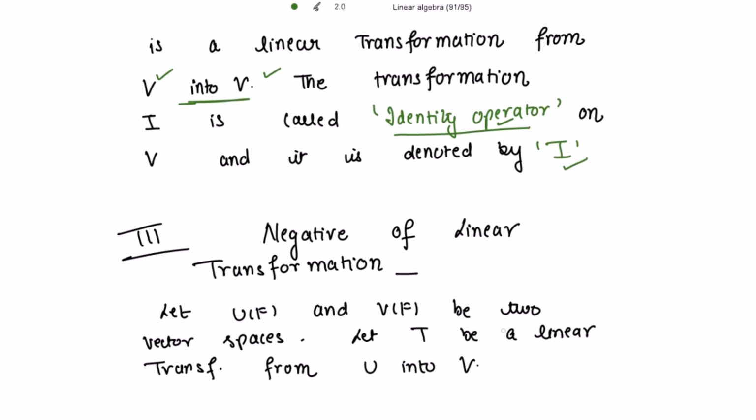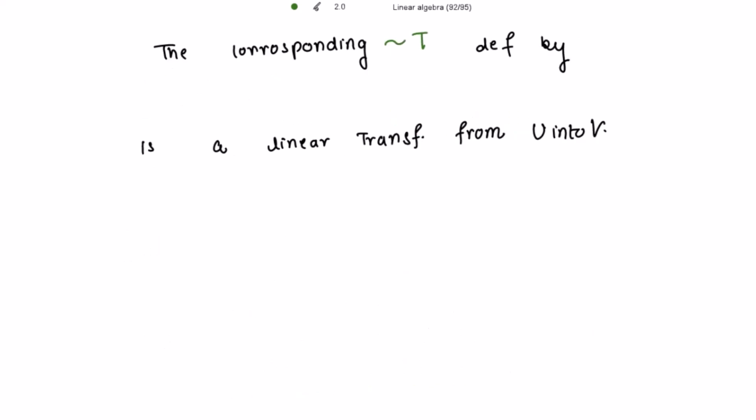Let U(F) and V(F) be two vector spaces. Let T be a linear transformation from U into V. The corresponding negative of T is defined by (-T)(alpha) equal to minus of T(alpha), for all alpha belonging to U. So this is a linear transformation from U into V.